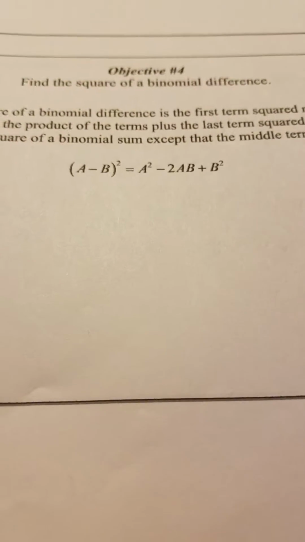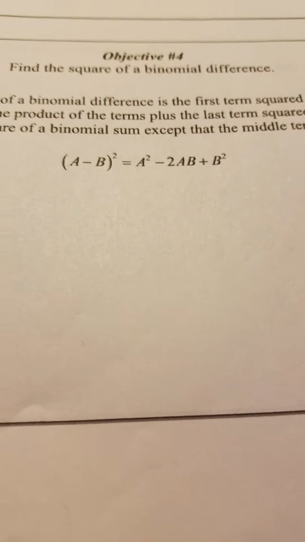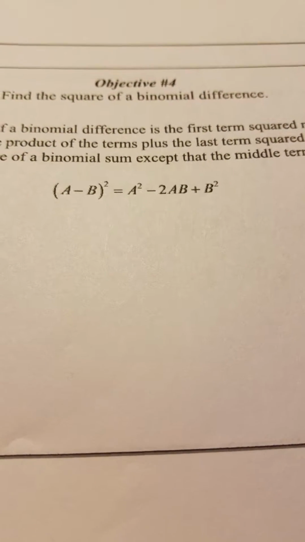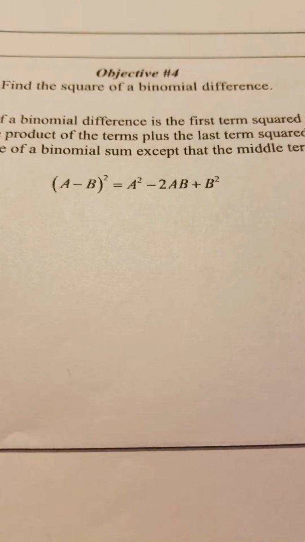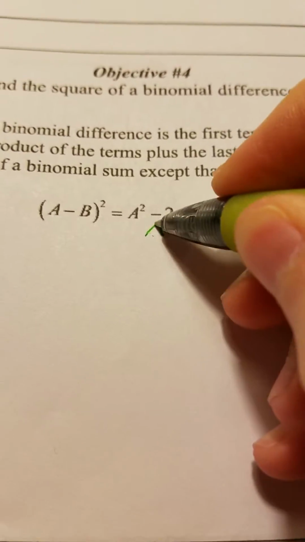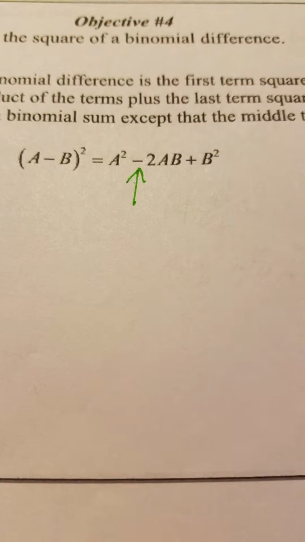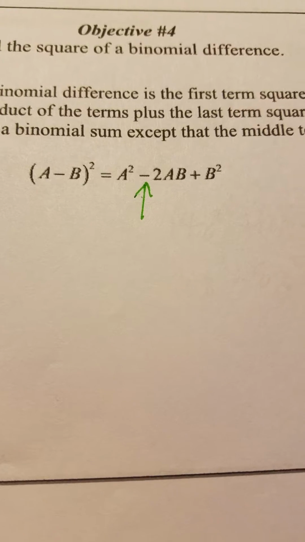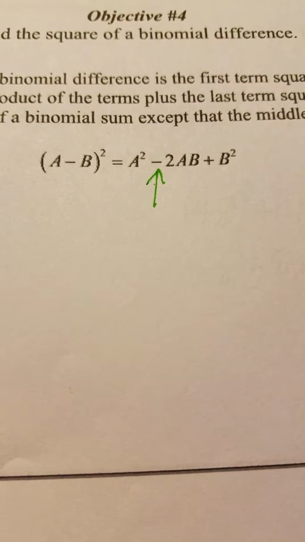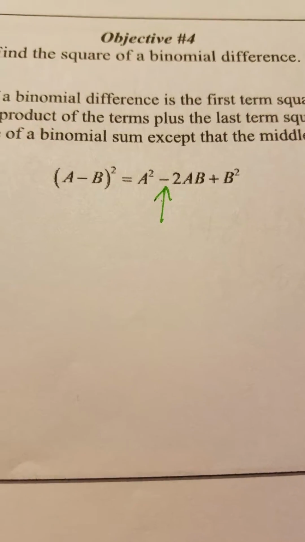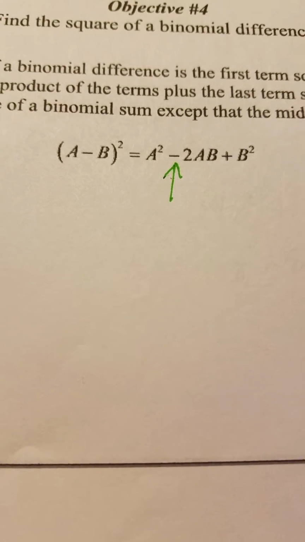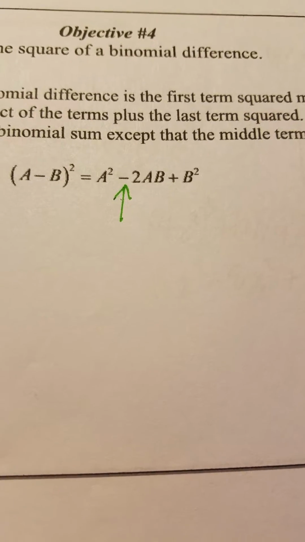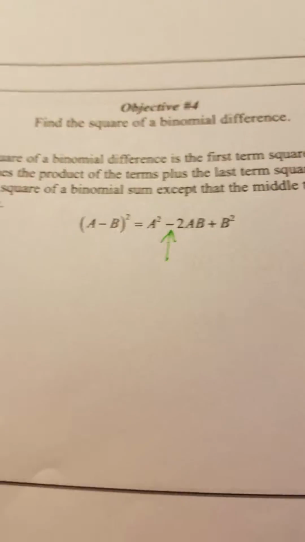Finding the square of a binomial difference is the same exact thing as finding the square of a binomial sum. It's just that you gotta stick this little subtraction sign in there. Now I'm gonna show you two ways to do this, because when I learned it, I didn't understand the way that it was taught at first. So if I show you both, I think that whether you get it or not, you will after you see both methods.